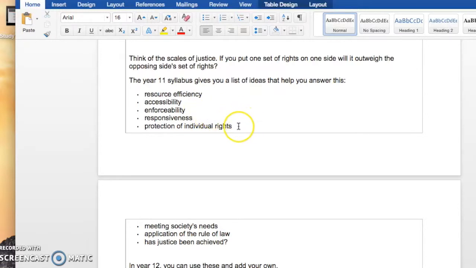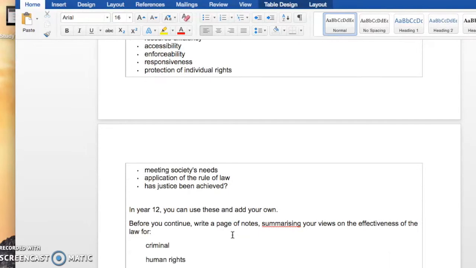Responsiveness, is it able to respond to the needs of society? Is there a protection for individual rights? Will it meet society's needs? The application of the rule of law. And then you get to the point, has justice been achieved? Now in Year 12, it doesn't give you that same list. You can use that list. There's nothing saying that you can't, but you can also add your own.